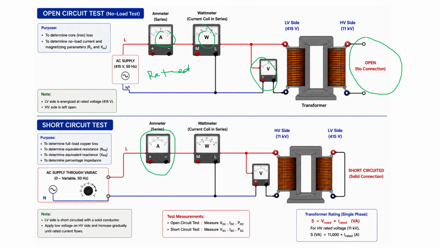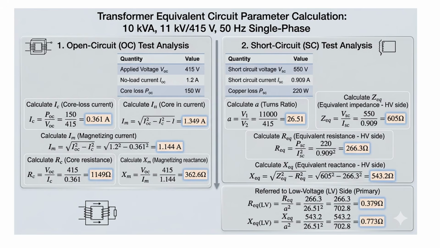Maybe it will reach the rated current of the secondary winding at maybe 5 or 10% of the rated voltage. So we have to take care when we are doing the open circuit and short circuit tests, so that we can increase slowly. Once we obtain these measurements, the transformer rating can be obtained for single phase, and for three phase we can multiply this magnitude by 3.